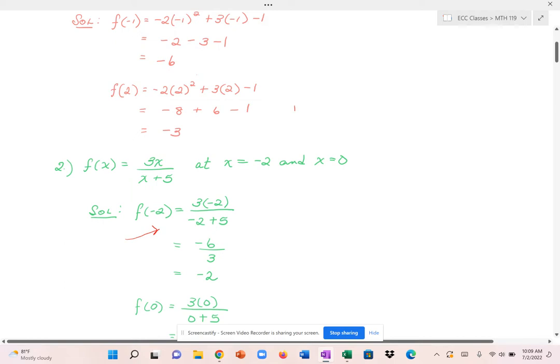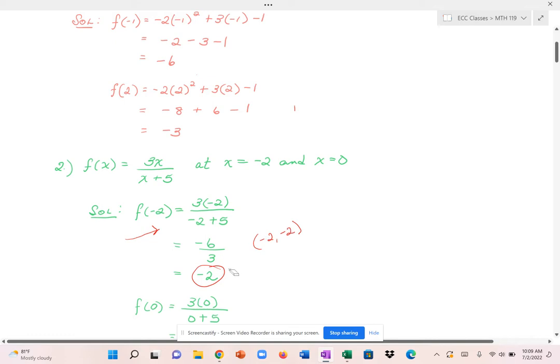That leaves us with negative 6 over 3, and negative 6 divided by 3 gives me a value of negative 2. So again, if this was something I needed to graph, which we will in the future, one point on the graph will be negative 2, negative 2. When x is negative 2, your y is negative 2.